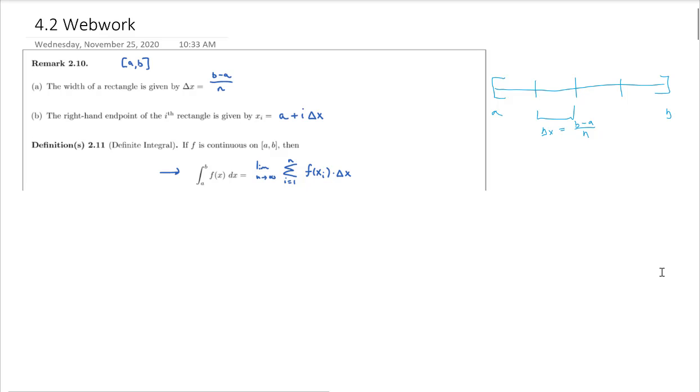Okay, that makes sense. Now the second thing that we're trying to find is the right-hand endpoint of the ith rectangle. It gets confusing what we mean by the ith rectangle, so let's write these down. This first rectangle right here is the i equals 1 rectangle, the second rectangle is the i equals 2 rectangle, the third rectangle is the i equals 3 rectangle, and in this case the fourth rectangle was the i equals 4 rectangle.